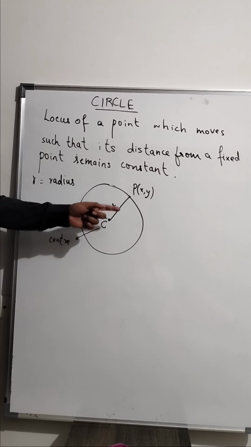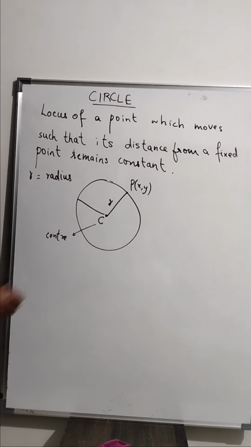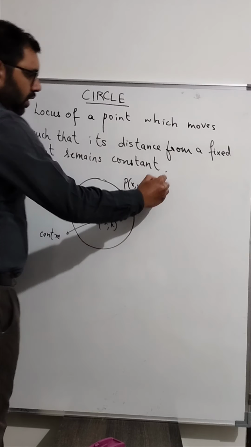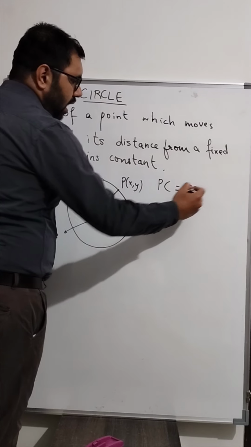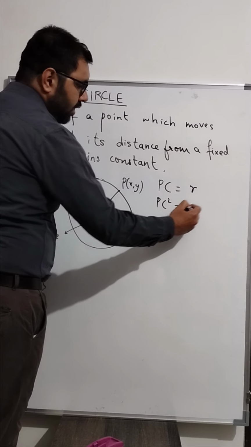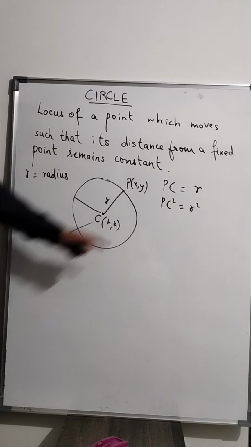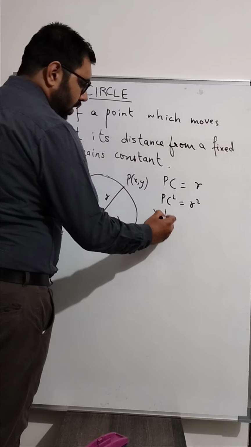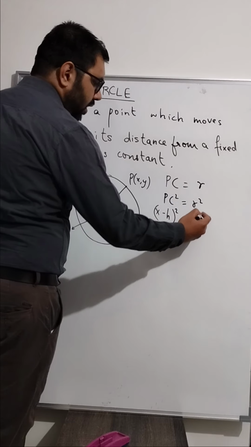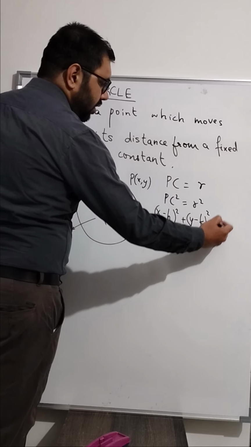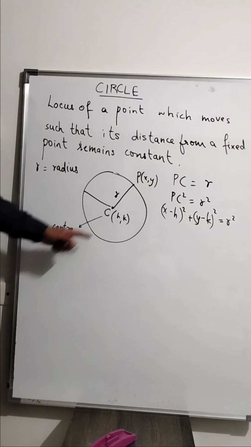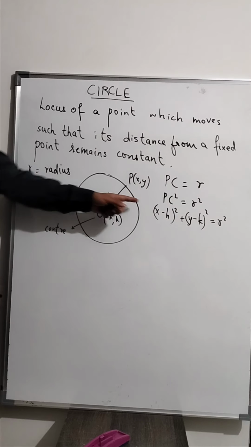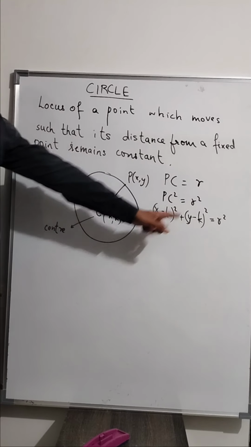So when we want to write the equation of a circle, we must know the coordinates of center. Coordinates of center is (h, k). So here I will use PC is equal to R. So taking the square on both the sides, PC square is equal to R square, and then we will use distance formula to find the equation of the circle. So we apply distance formula. So (x minus h) whole square plus (y minus k) whole square is equal to R square. So whenever we are given the coordinates of center, which is (h, k), and we are given the radius of the circle, by applying this formula we can find the equation of the circle.